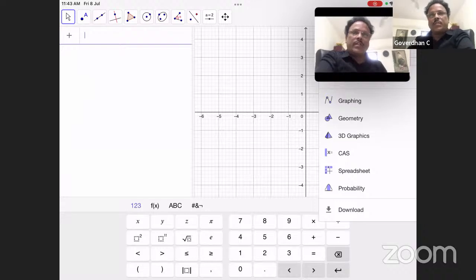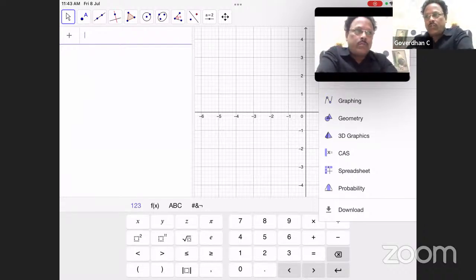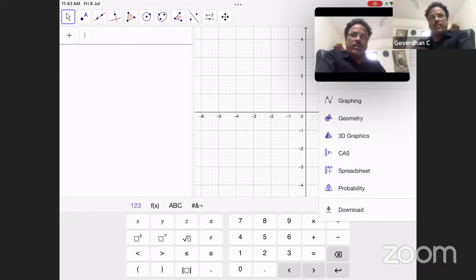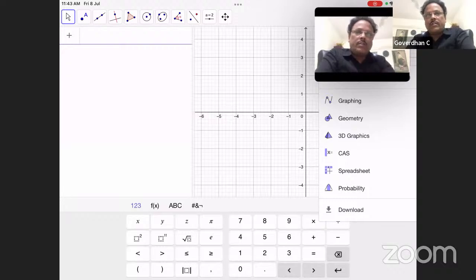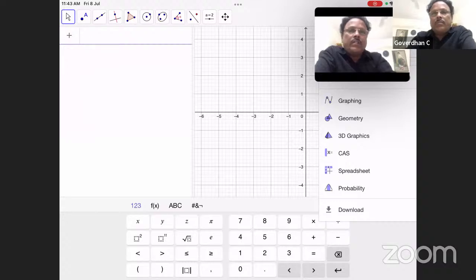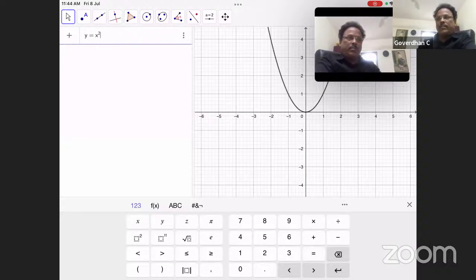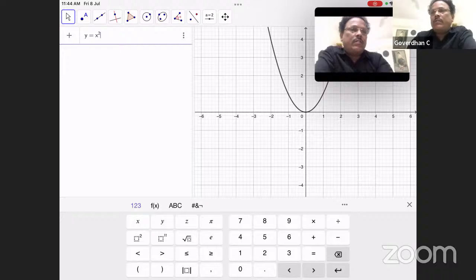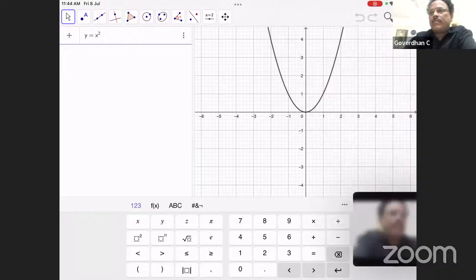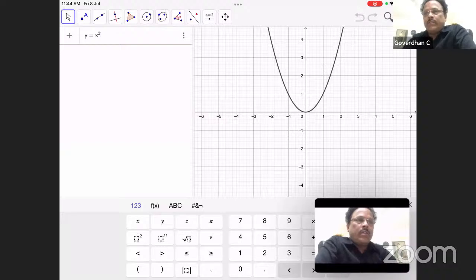The point is that this app is going to make a thoroughfare between algebra and geometry. You draw a figure on the plane, and then you can see its algebraic part on the left side. And when you type something on the left side, its geometrical configuration can be seen on the right side. For example, if I type y is equal to x square, you have the parabola with you.